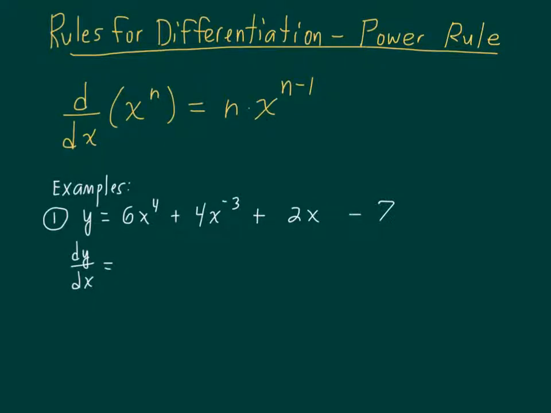Okay, let's talk about the power rule. The power rule is a shortcut rule for finding a derivative. So we no longer need to use the formal definition of a derivative, also known as the difference quotient definition. If you just need a derivative, you definitely want to use these shortcut rules.